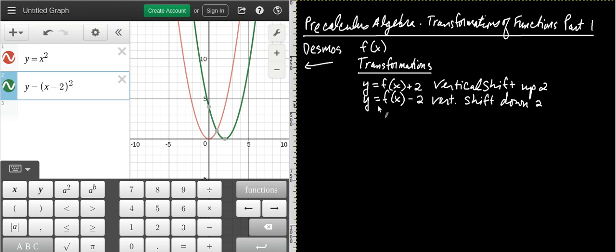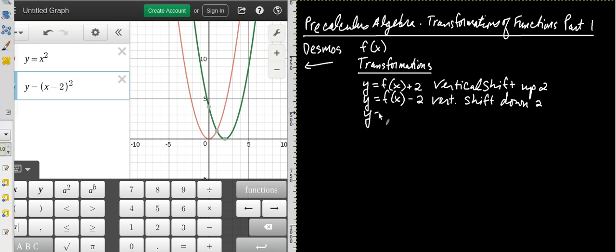And so that would be called the horizontal shift. And so what you do is you write, if you have the function y equals f of, now x has been completely replaced with x minus 2, and we write that like this. The effect of that is a horizontal shift, and it's going to be 2 units to the right.